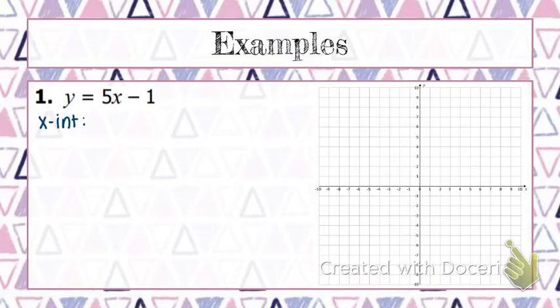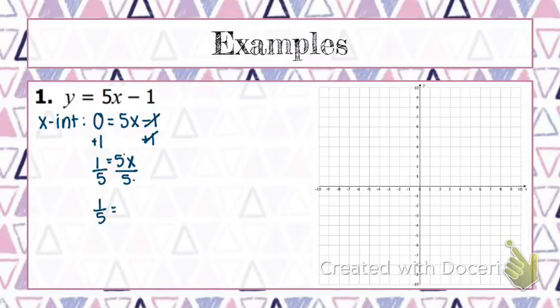When we do an x-intercept, we set y equal to 0. So we're going to have 0 equals 5x minus 1, and we want to solve for x. We add 1 to both sides, and we get 1 equals 5x. Divide both sides by 5, and we get 1/5 on the left, and 5 divided by 5 is 1, and 1x can just be written as x. So we get x equals 1/5, which represents the point 1/5, 0. That's our x-intercept.